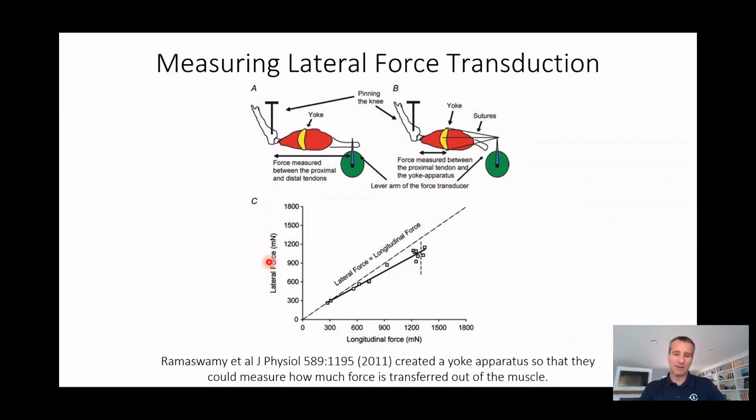Okay, and this is where the paper that we're talking about this week or today comes in, because what we're going to talk about is what this group, Ramaswamy, out of John Faulkner's laboratory at the University of Michigan, did. Basically they measured force using two different systems. One is to measure force using the tendon. So they put a force measurement on the tendon.